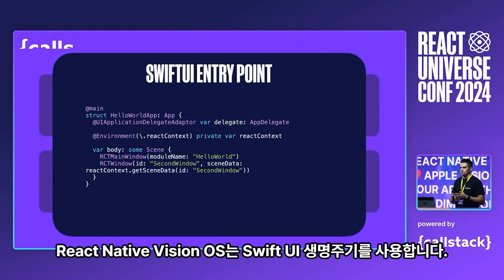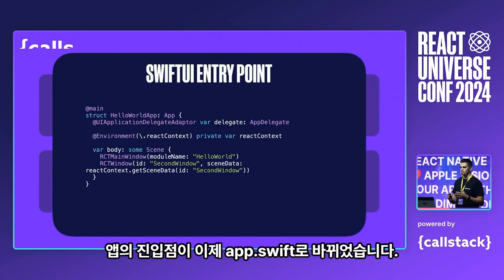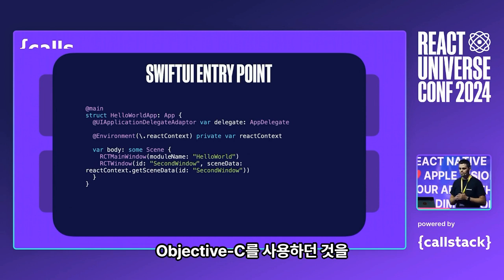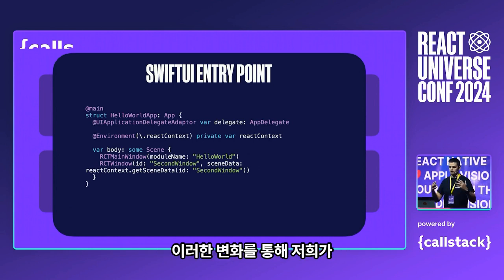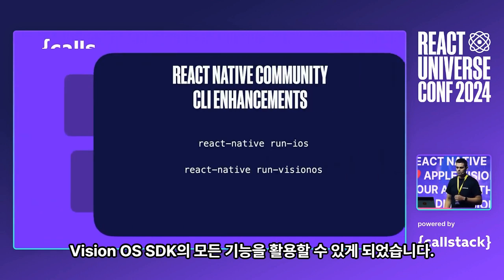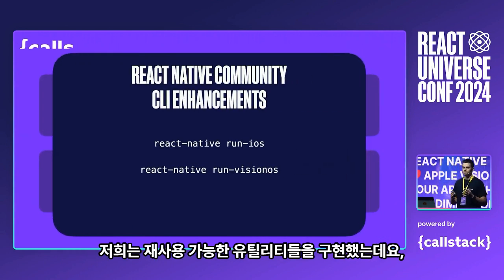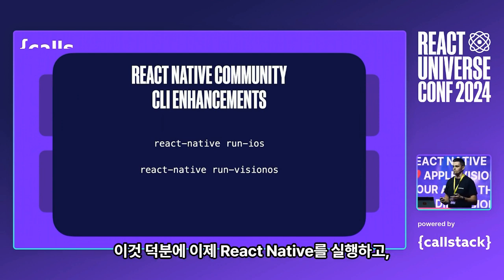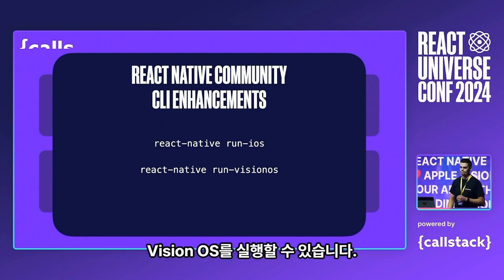React Native Vision OS uses SwiftUI lifecycle. The app entry point is now app.swift instead of the default main.m, which was Objective-C. And this change allows us to leverage the full capabilities of the Vision OS SDK. We implemented a set of reusable utilities that out-of-tree platforms can use to implement their own CLI commands. Thanks to this, you can now run React Native run Vision OS.